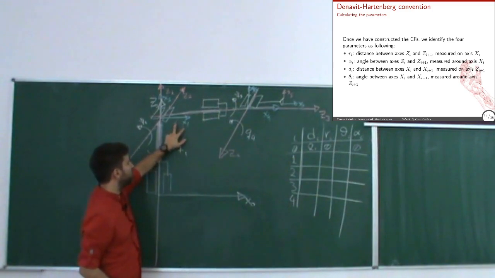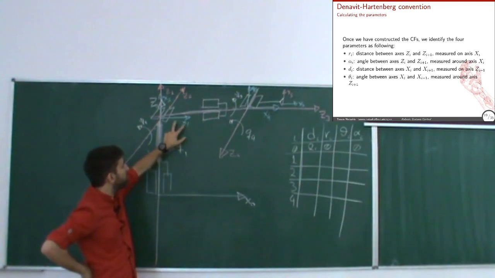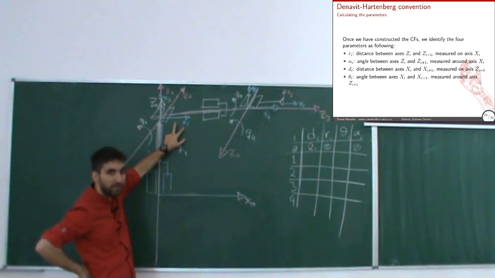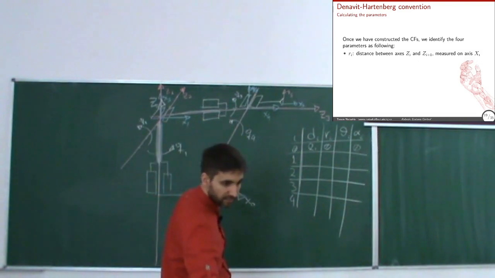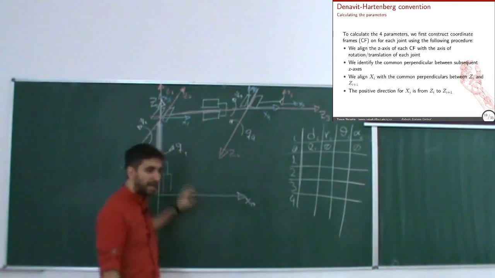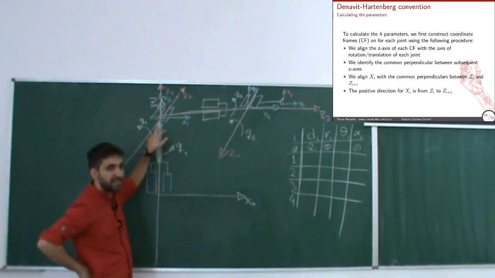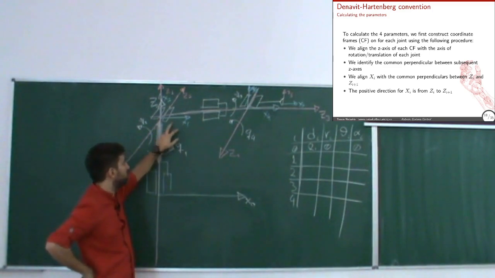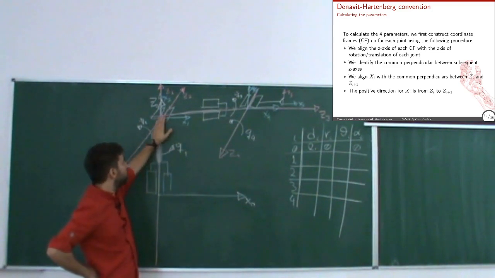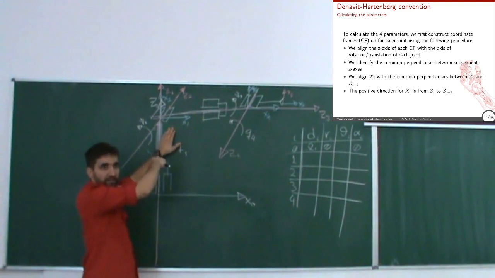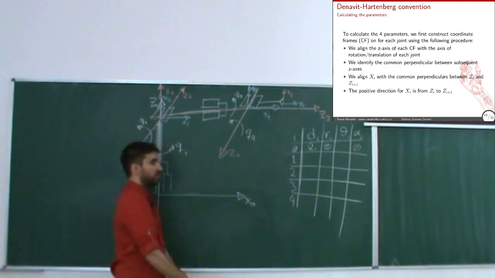How did we define x1? Let's see. xi is the common perpendicular between zi and zi plus 1. So x1 is the common perpendicular between z1 and z2. Okay. z2 we said points towards the screen, right? Because it's this rotation.